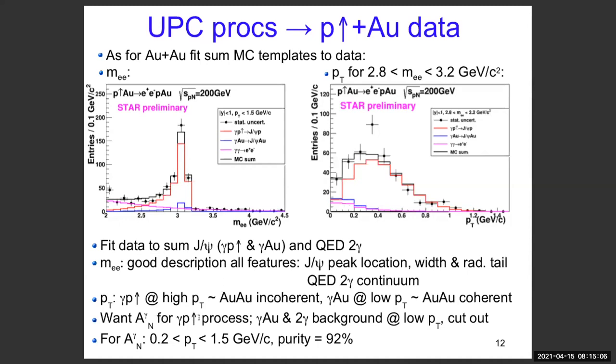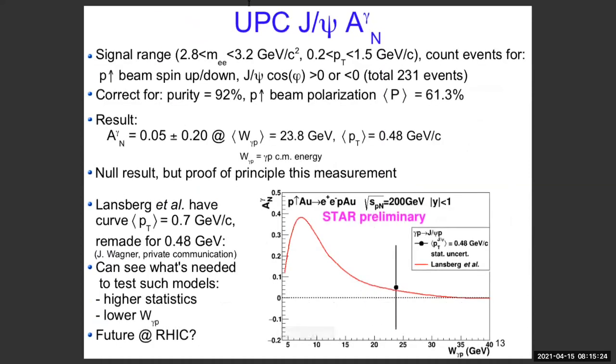So we want this asymmetry for the photoproduction on the proton process. You see the contributions from the other processes here. We simply cut this region out for our asymmetry measurement, and we only include things above 0.2 GeV. So our signal region is in the J-psi mass peak, and at PT above 0.2. And we count events for 4 combinations: proton beam spin up or down, J-psi to the left or to the right relative to the spin axis. There's a purity of about 92% for the signal process. And RHIC in this year had about 60% beam polarization.